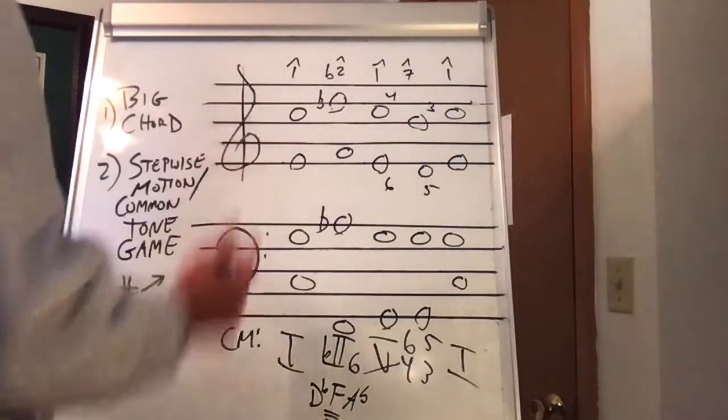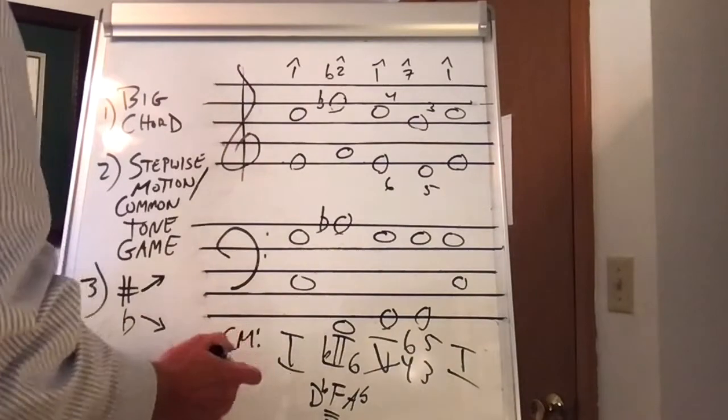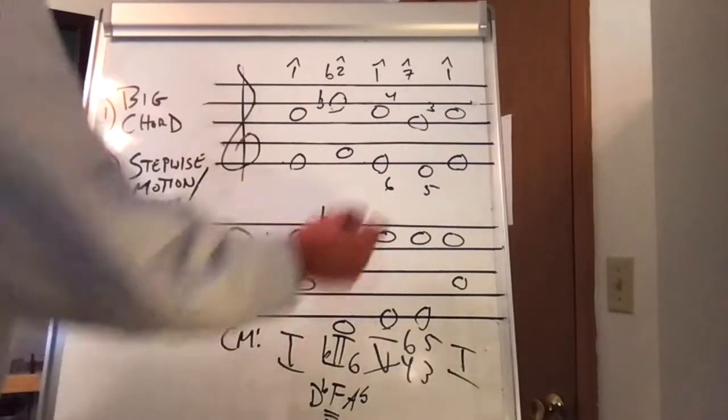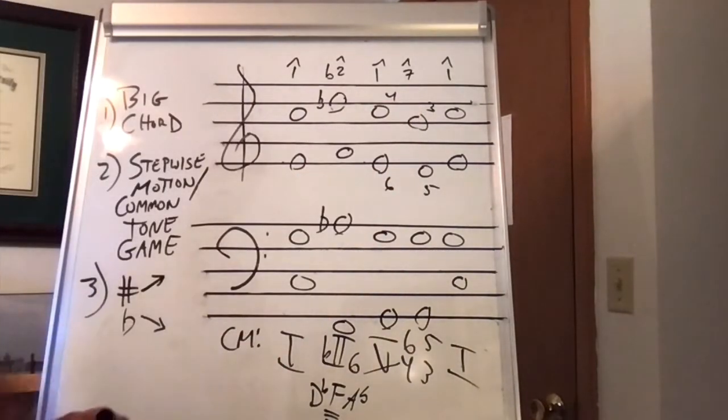And of course, if you had the minor mode in here, if it was C minor, you wouldn't need the A flat, but you'd need a B natural here. Of course, you'd need the D flat.